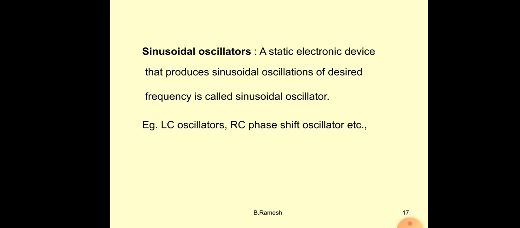Sinusoidal oscillator: a circuit which produces a sinusoidal signal at a particular frequency is called a sinusoidal oscillator. A static electronic device that produces sinusoidal oscillations of desired frequency is called a sinusoidal oscillator. Examples of sinusoidal oscillators: LC oscillators, RC phase shift oscillators, crystal oscillators, etc.